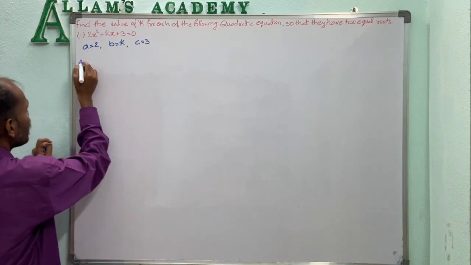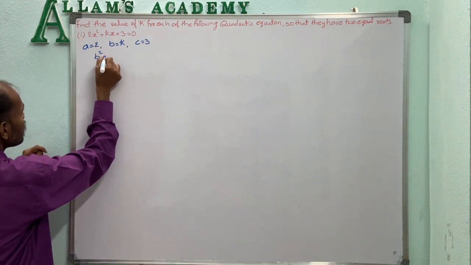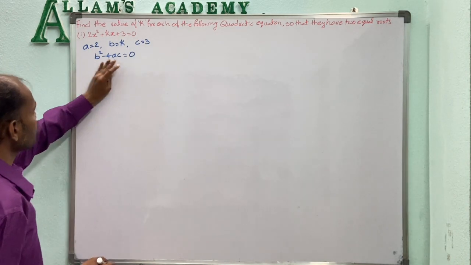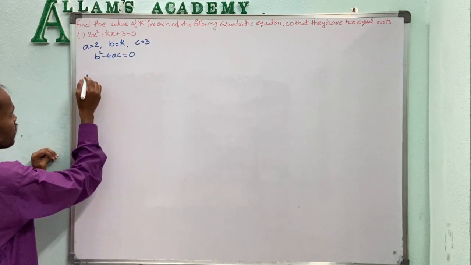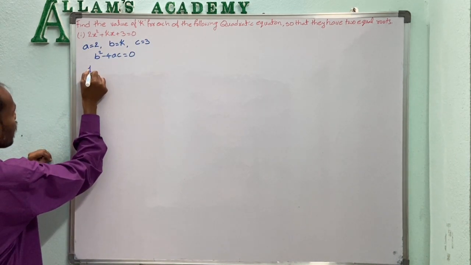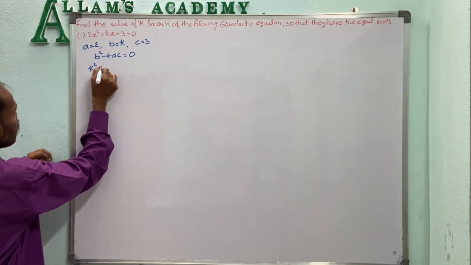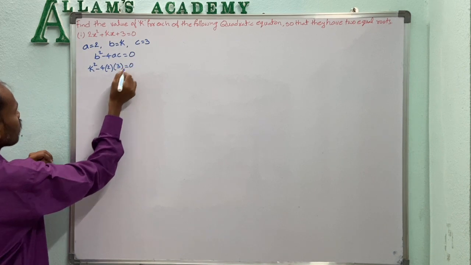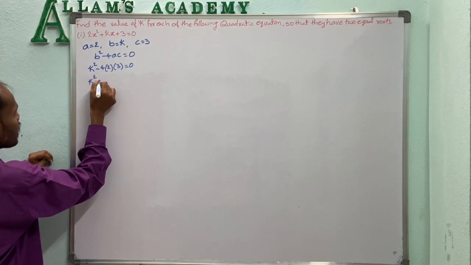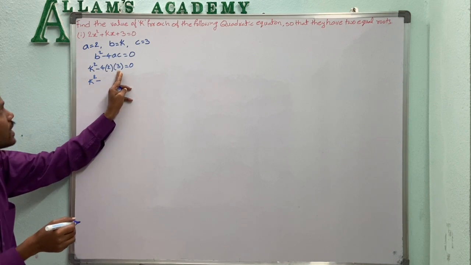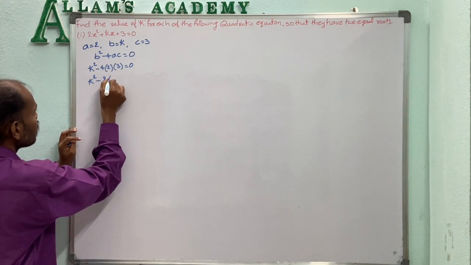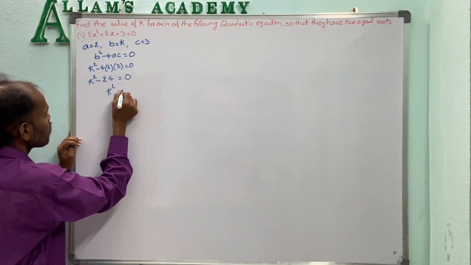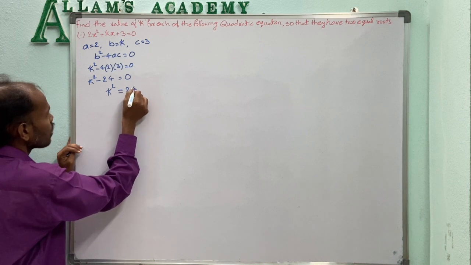So now we find b square minus 4ac equal to 0. Why? Because the roots are equal, they said. So b square minus 4ac equal to 0, substituting, b equals k. So k square minus 4ac, 4 into a equals 2 and c equals 3, equal to 0. So k square minus 4 times 2 is 8, 8 times 3 is 24, equal to 0. Now this minus 24 is transferred to that side, that is plus 24. So 0 plus 24 equals 24.